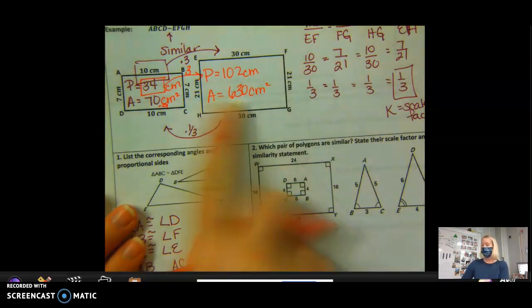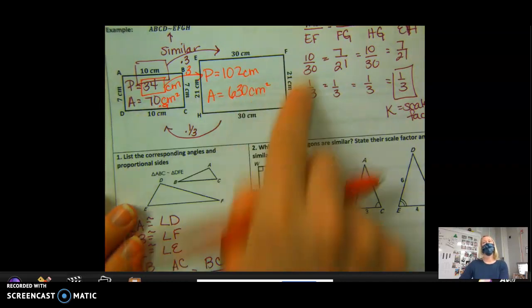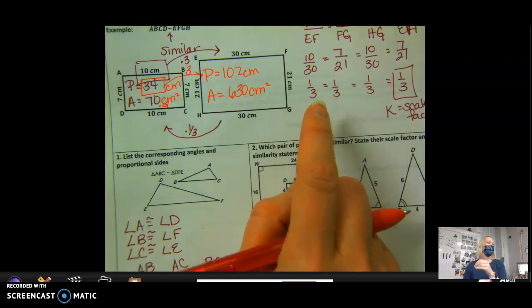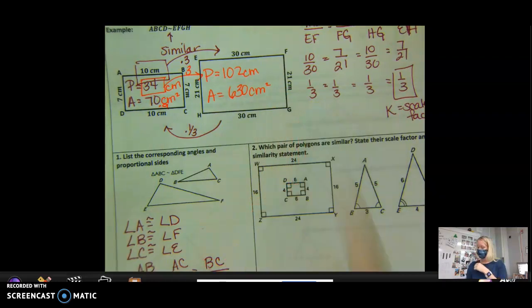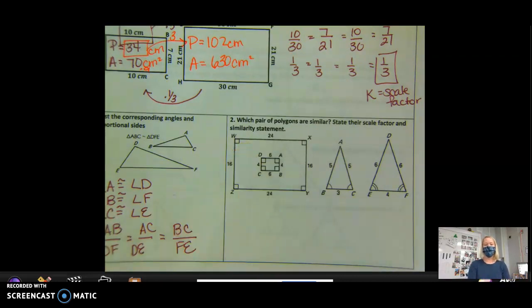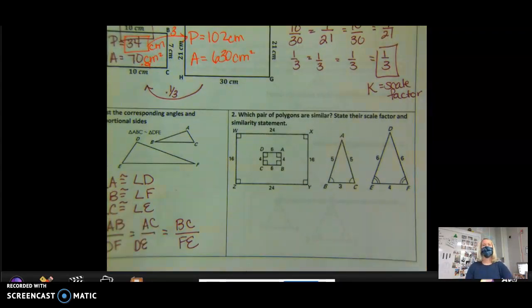homework assignment. If they give you one of the areas and they ask you to find the other area without any side lengths, you're going to have to multiply by the scale factor squared. Does that make sense? Okay, go ahead and do number 2 completely on your own, start to finish, read it, and then complete that.